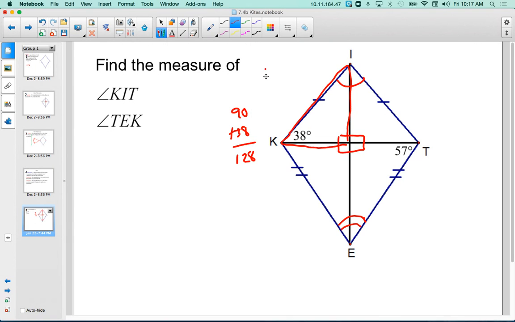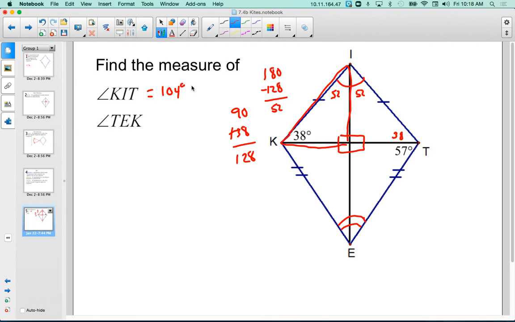If I subtract that from 180, I get a 52-degree angle. That 52-degree angle goes right here. To find angle KIT, I just double that, because this whole triangle reflects over and becomes this triangle, which is 38, 52, 90. Double these, 52 plus 52, we get 104 degrees for angle KIT.